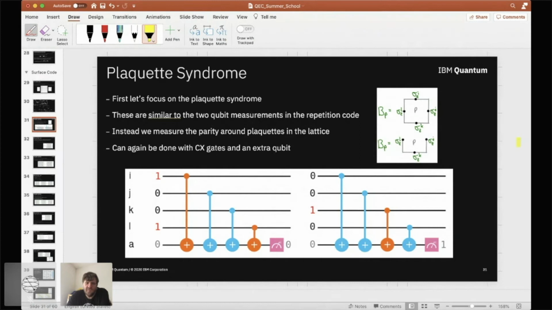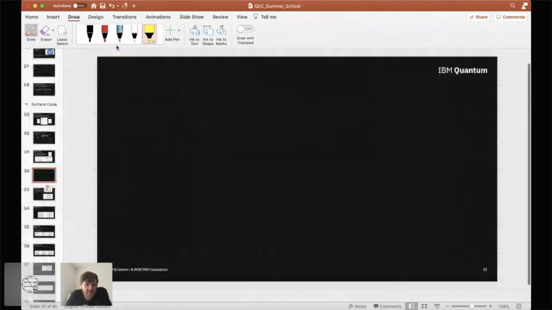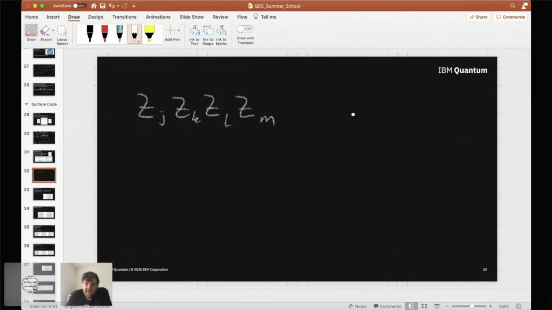So what does it mean? We have 4 qubits and we want to measure the observable, which I'm representing using a picture here, but it's the observable that you could write as something like Z_J Z_K Z_L Z_M, 4 qubits J, K, L, and M sitting around the plaquette.